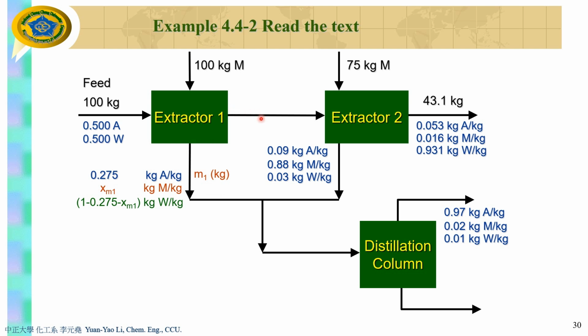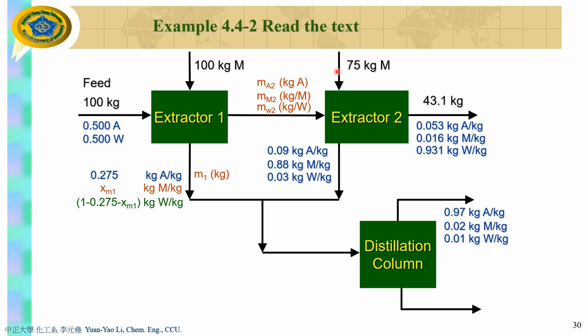Okay, next stream is here. You don't have any information about this stream. So you can write down all the unknowns, which are MA2, where A stands for acetone, this is MM2, and this is MW2. So you complete this information here.